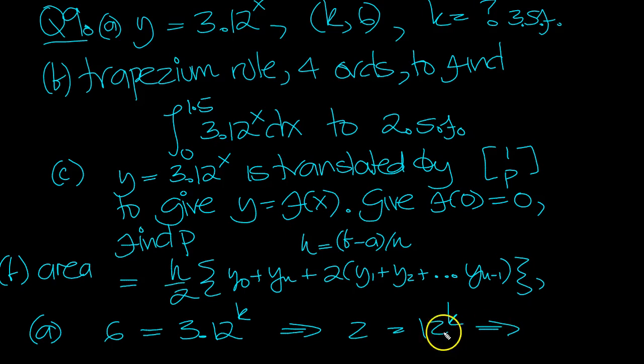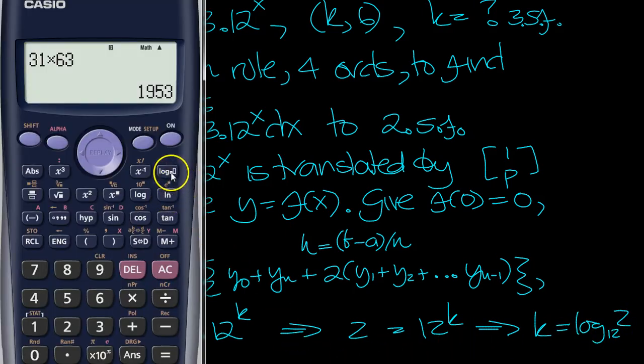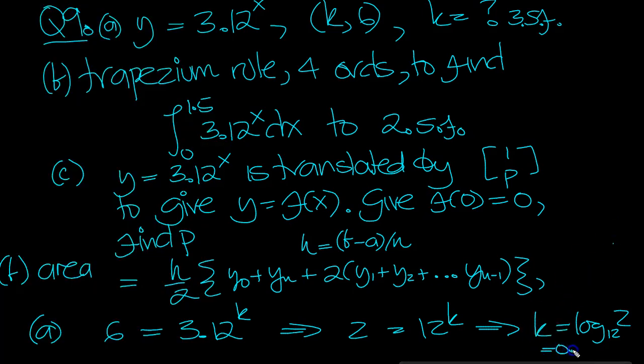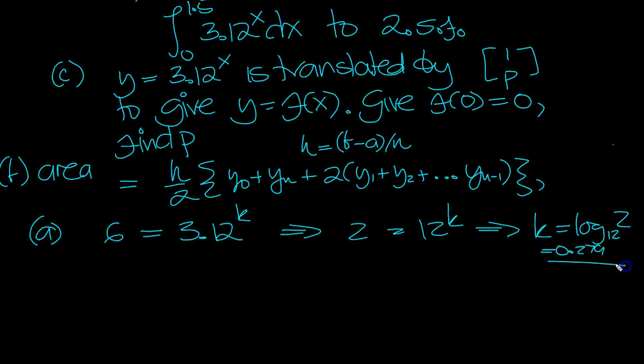So that tells us that k, drop the 12 down to be the base, is log 12 of 2. Let's just tap that in then. Log base 12 of the number 2 is 0.279 to 3 significant figures. And that was the 3 significant figures. That was part A.